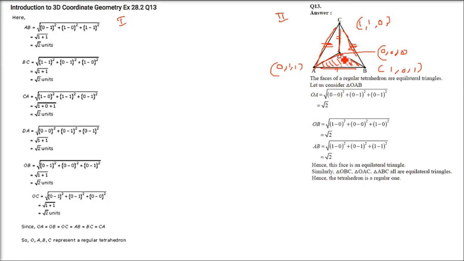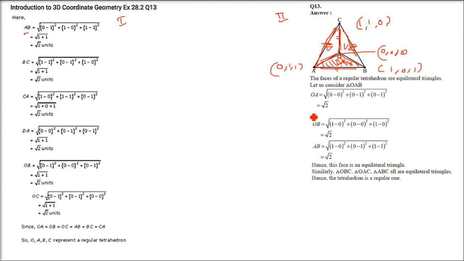So you can prove that OA, OB, OC are equal, because different triangles are being formed. 1, 2, 3, 4 triangles. No, 1, 2, 3, 3 triangles. And they all are equilateral triangles. That is, the tetrahedron is a regular one.